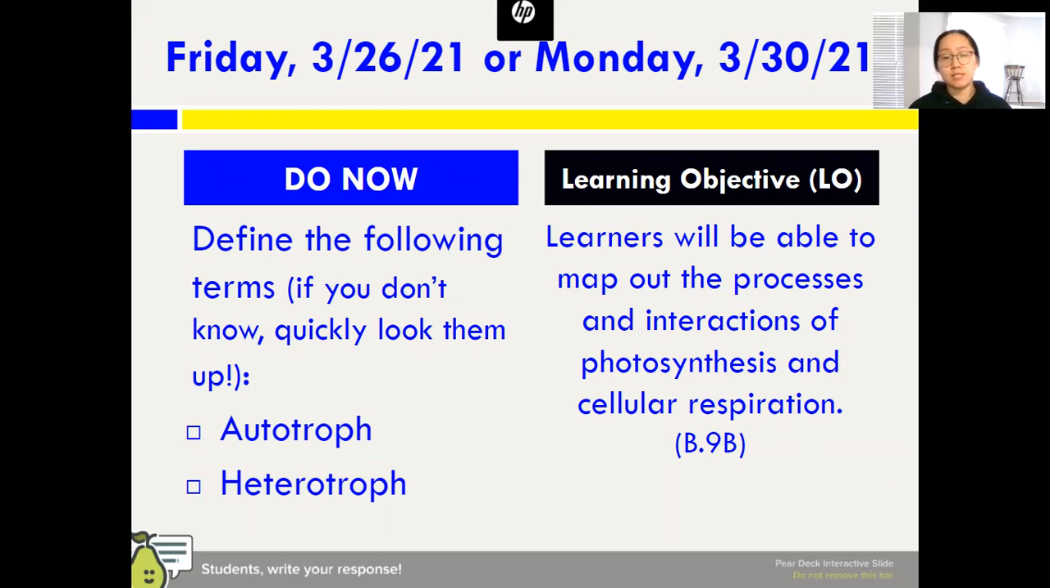The learning objective for today is that you're going to be able to map out the process and interactions of the photosynthesis that plants do and cellular respiration that all living things do, and see how they interact with each other and how energy is exchanged and stored.